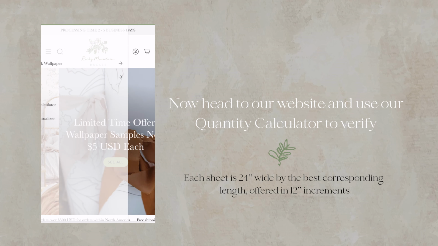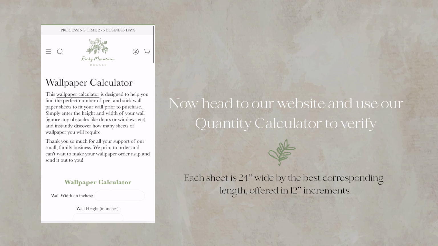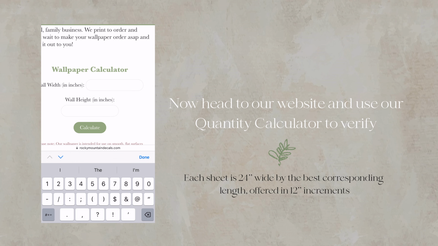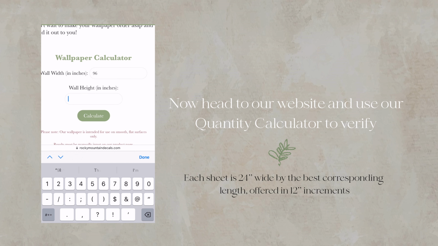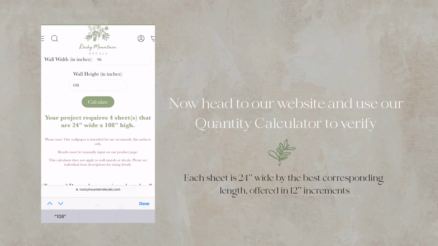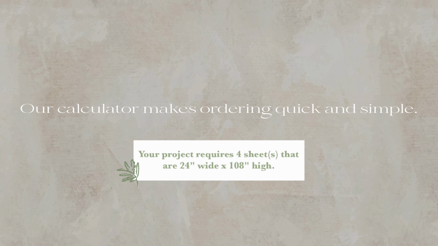Now you'll want to head over to our website and use our quantity calculator. It's super easy to use. Just put in your height and width and press calculate, and our calculator will give you how many sheets your project requires. This makes ordering quick and simple.